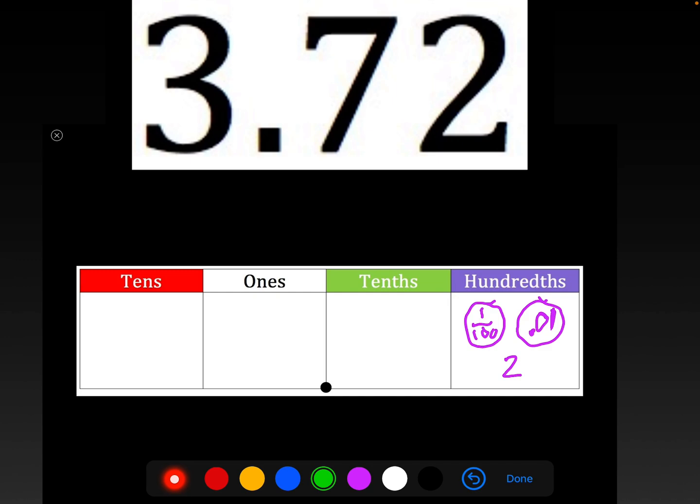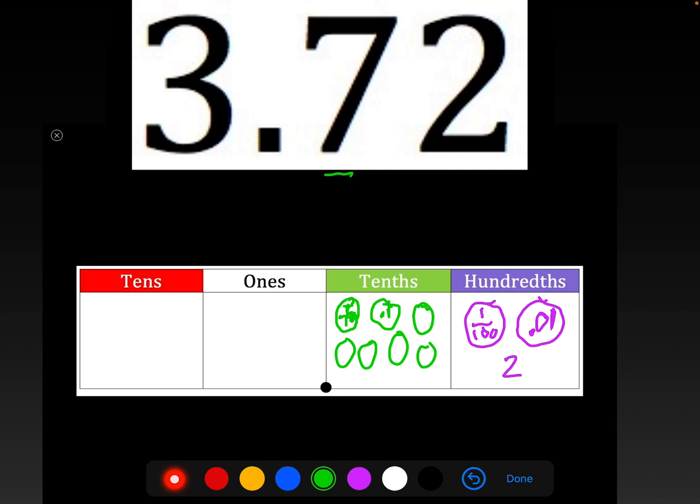Now let's look at our tenths. Well, my tenths are 7. So I would write 7. I'm going to do 1. And that's 1/10. Whoops. 2. That would also be 0.1, right? Because 0.01 is hundredths, 0.1 is tenths. Now I'm just going to draw the others. 3, 4, 5, 6, 7.